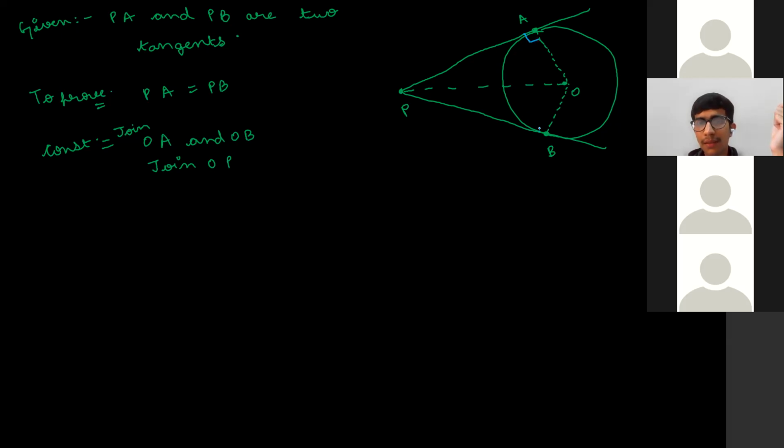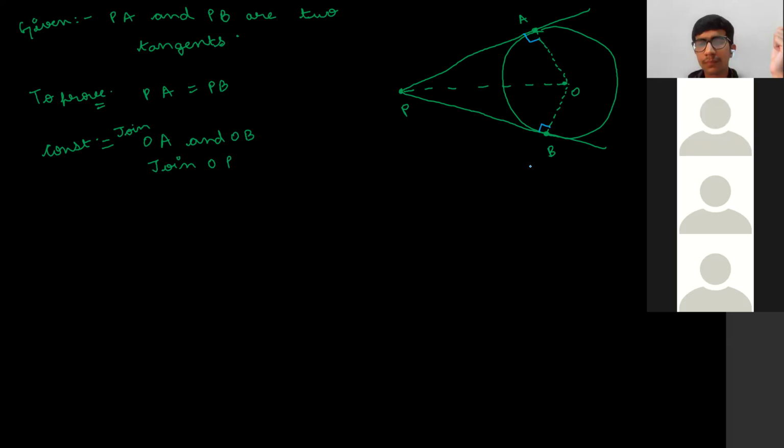Why 90 degrees? It's basically a property of the tangent that the radius is always perpendicular to the tangent. Okay, the theorem one which we studied, right?